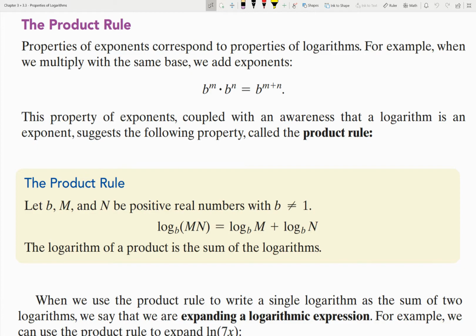So because of the nature of logarithms, that the answers to logarithms are exponents, the properties of exponents correspond to properties of logarithms. For example, when you have two things with the same base, you add the exponents together. So this property, when you combine it with the idea that a logarithm is an exponent, gives you the product rule. It says that if you have two things inside of a logarithm multiplied together, you can separate it into two separate logarithms. The product is the sum of logarithms.